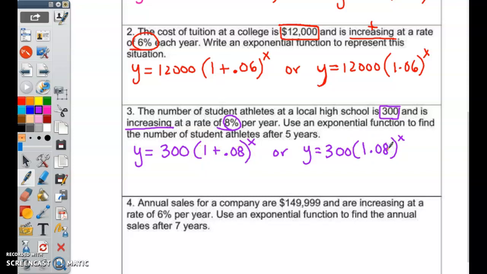Okay. Now, we're not done because it says use an exponential function to find the number of student athletes after 5 years. So I'm going to use that function to find out how much it costs in 5 years. So let's just use this one, put it in decimals, and then open up the table and see what happened at 5 years. So pause the video, put the equation in decimals, and go find what happened at 5 years.